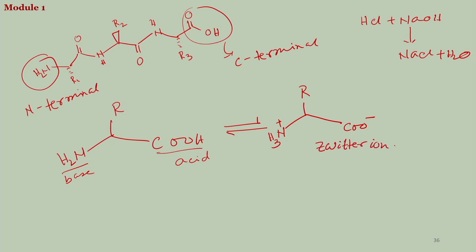It is called a zwitterion. If you look at the net charge, of course, the net charge is 0, but it exists in the ionic form. So, this one does not exist much. The free form of the amino acid exists in very less quantity. Most of the concentration of the amino acids will be here in the zwitterionic form.